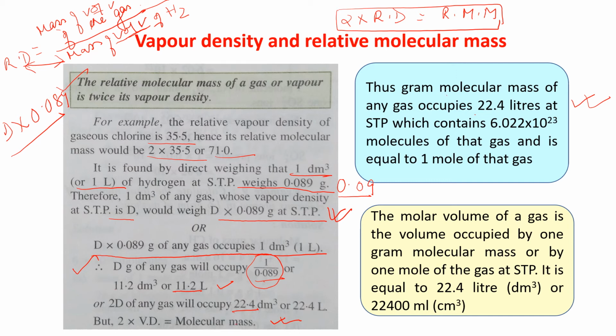So, gram molecular mass of any gas occupies 22.4 liters at STP, which contains 6.022 into 10 to the power 23 molecules, and that is nothing but equal to 1 mole of that gas. Clear? Now, the molar volume of a gas is the volume occupied by 1 gram molecular mass or by 1 mole of the gas at STP. It is equal to 22.4 liters or 22400 milliliters or centimeter cube.